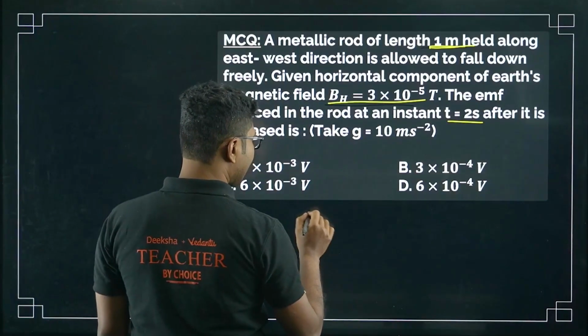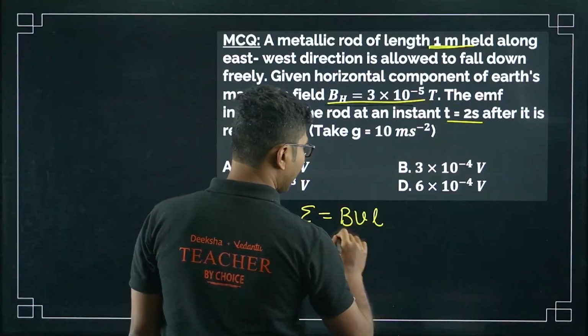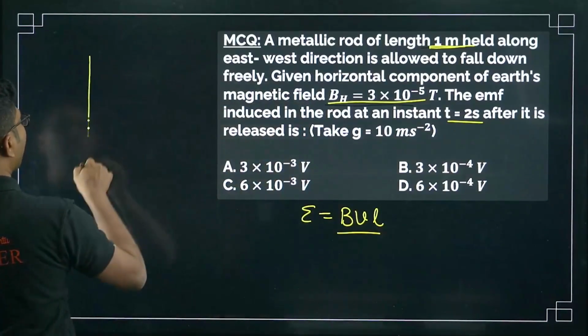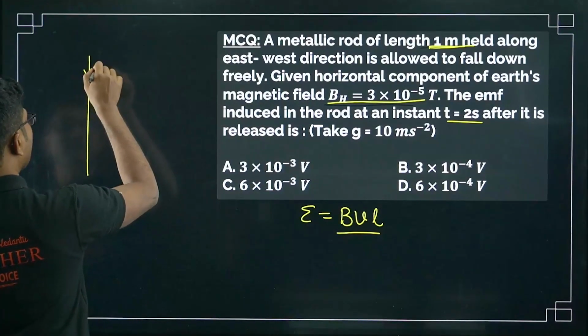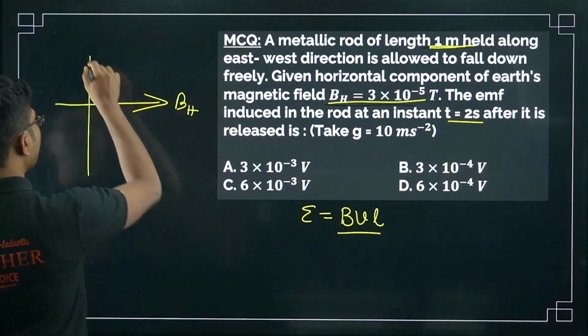So we know that the induced EMF is BVL. So what is the problem about? The rod is falling downward, the horizontal component BH is given, so they are perpendicular to each other.